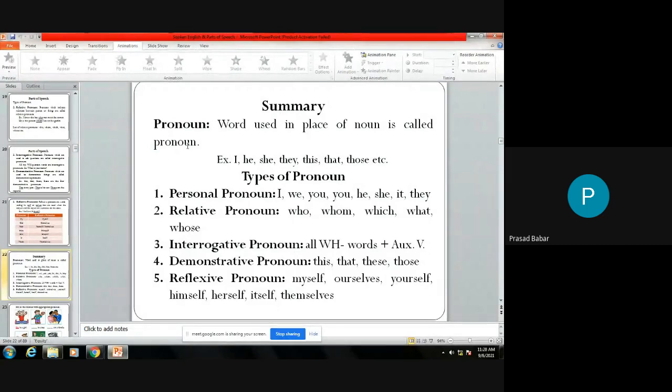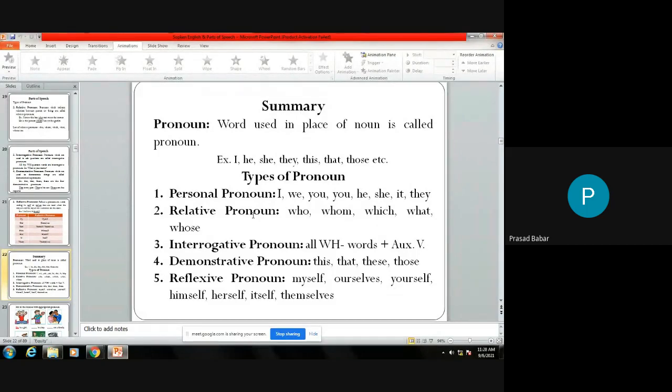Pronouns also have categories. First is personal pronoun, and examples of personal pronouns are I, we, you, he, she, it, and they. Relative pronouns show the relations between two people or two objects or two things. Examples of relative pronouns are who, whom, which, what, whose, where. So these are the relative pronouns.